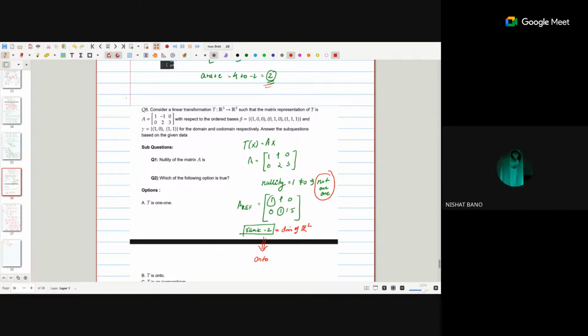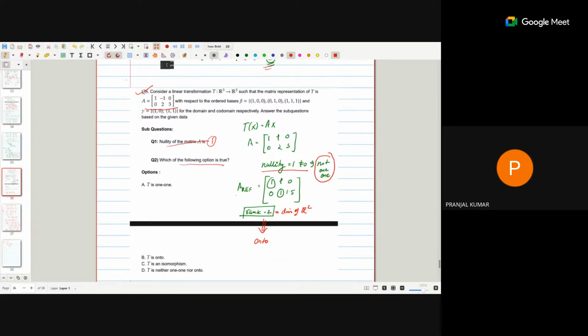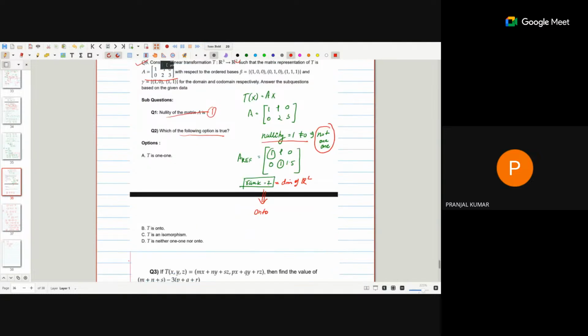Yes, sir. Now in 8th question, they have directly given you the matrix. They are asking you what is the nullity of matrix A. You can calculate it. Okay, they have given you everything. Now which of the following options is true? Nullity here is 1. You can see it is 1. Now what is rank? Rank is 2. What is the dimension of the codomain? It is 2. So is it onto? It is onto.